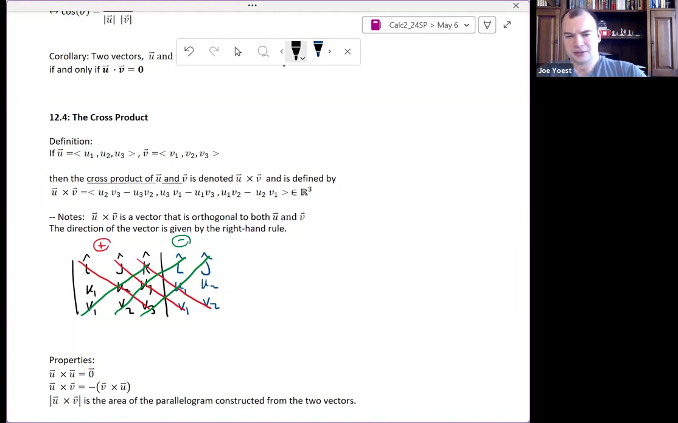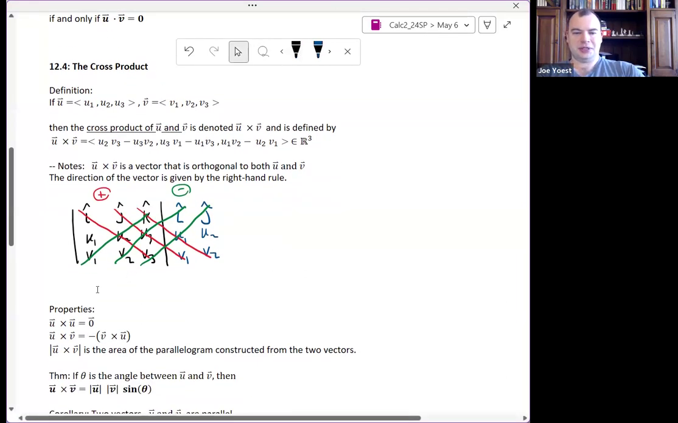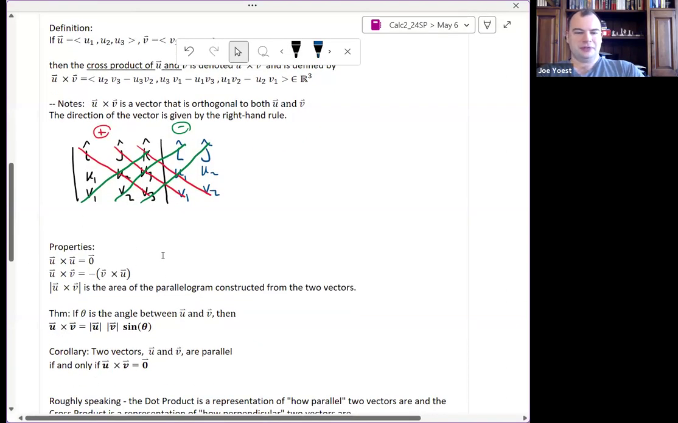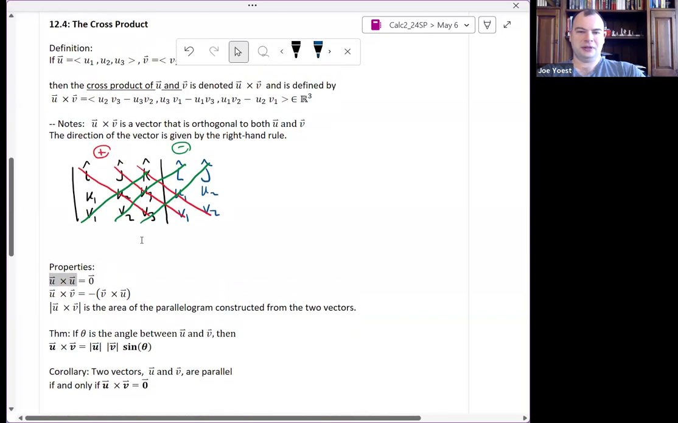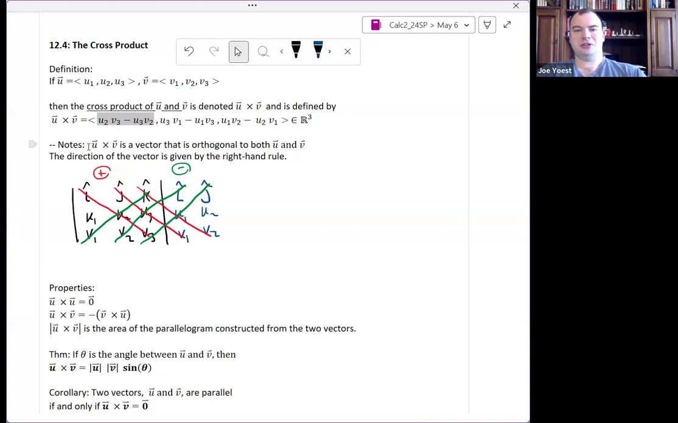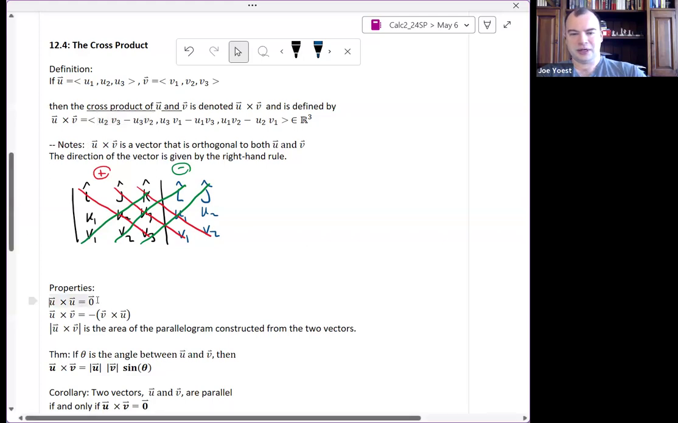Okay, so that's, I think, about where we got last time. A property of the cross product is that if we take a vector cross itself, we get 0. Why is that? If we look at the symmetry up here, like U2 V3 minus U3 V2, if the U's and V's are all the same, then we just have U2 U3 minus U3 U2. Of course, that's 0. So the cross product of a vector with itself is 0.